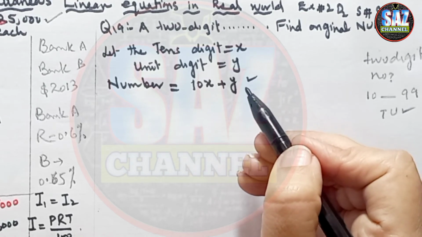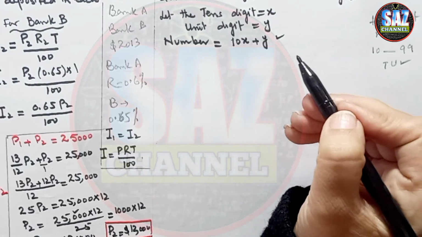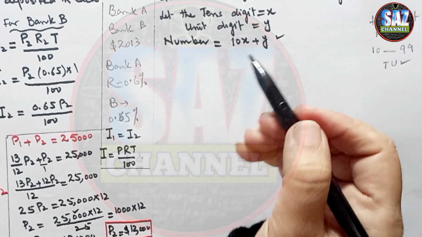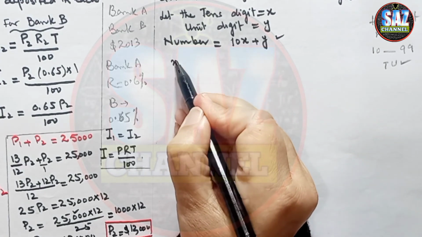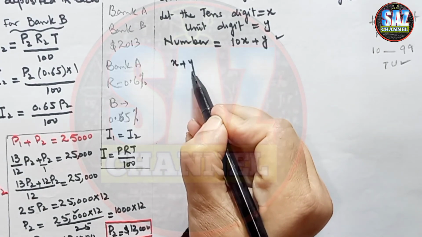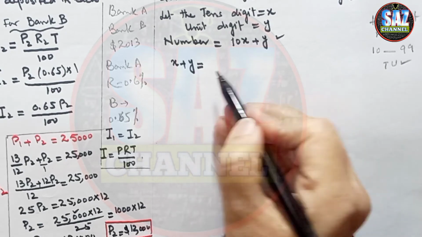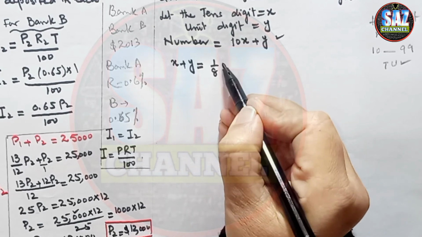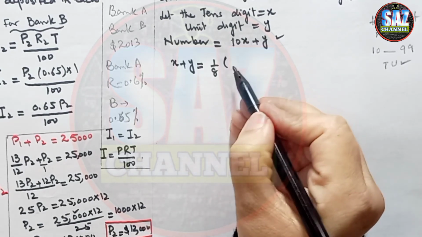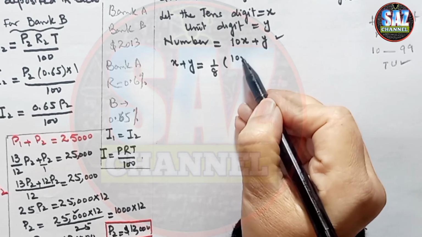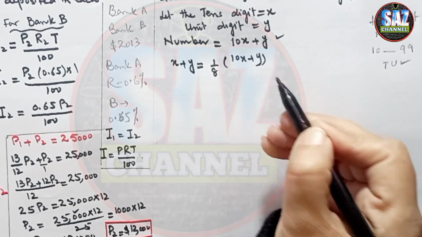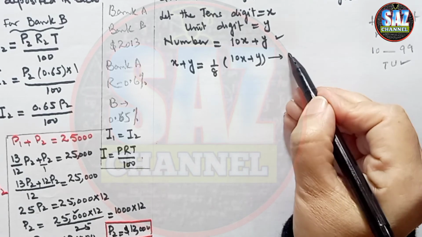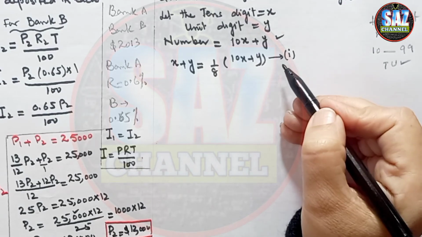Then the question says sum of the digits. Sum of the digits means x plus y. According to the condition, the sum of the digits, x plus y, equals 1/8 of the number, and the number is 10x plus y. This will be my first equation. I'll simplify this equation later.